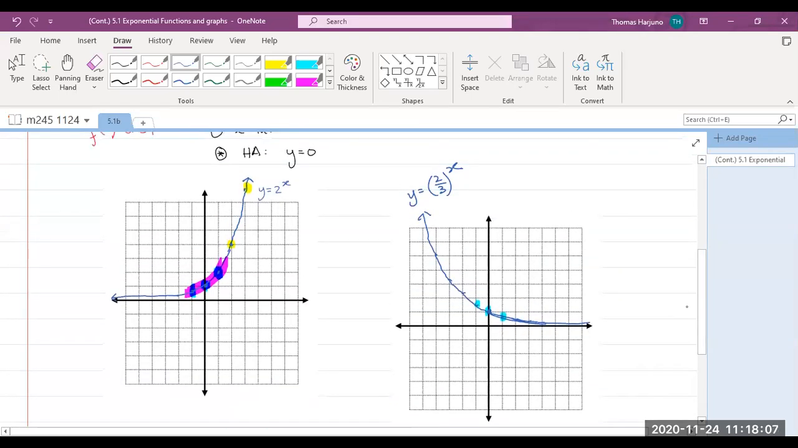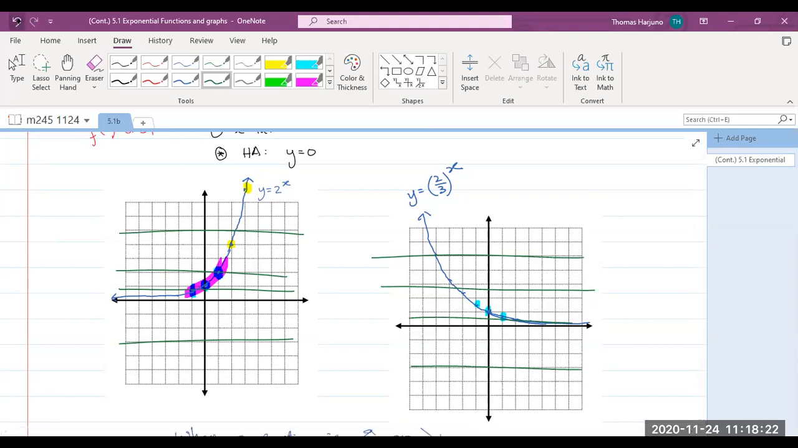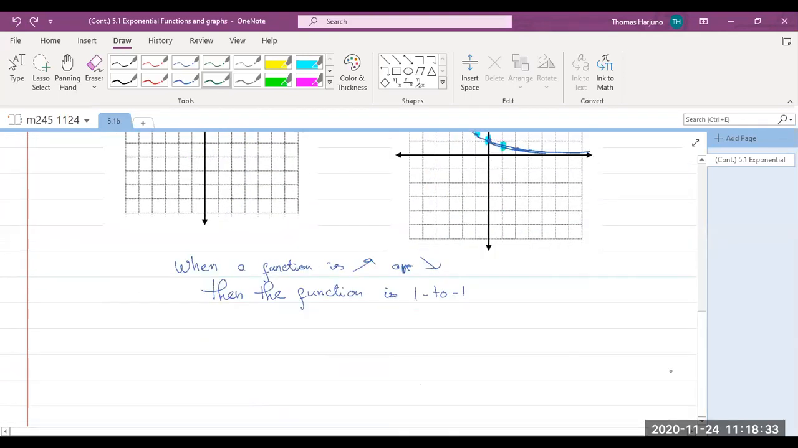Why? Because whatever horizontal line you draw, it will hit the graph at most once. So not only is it a function because it satisfies the vertical line test, it is also one-to-one because it satisfies the horizontal line test. Now, because it is one-to-one, we can use this to solve equations.